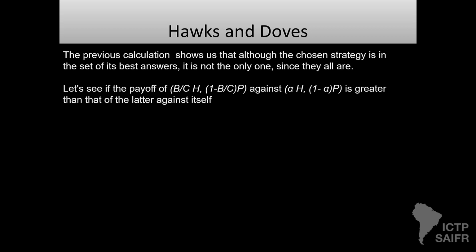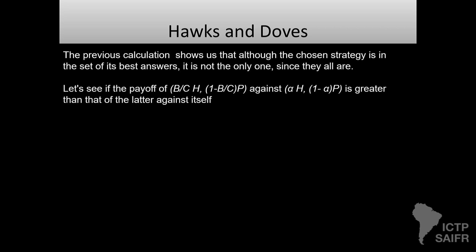To go on with the idea, in the previous calculation we showed that although the chosen strategy is in the set of the best answers, it is not the only one. Why? Remember that a Nash equilibrium was a strict Nash equilibrium if it was the best strategy to itself, and only this strategy was the best response to itself. What we have been seeing in the previous slide is that any strategy will be the best response to the Nash equilibrium, because all of them will get the same payoff. So in this case, we have a Nash equilibrium, but this is not a strict Nash equilibrium. It's only a Nash equilibrium.